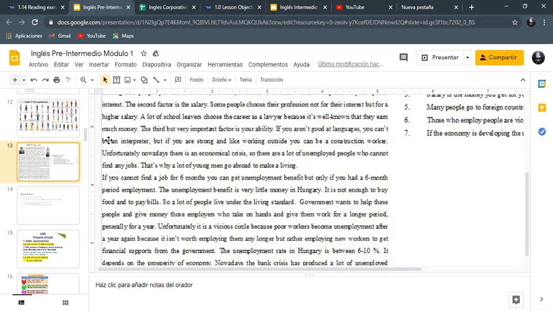The third but very important factor is your ability. If you aren't good at languages, you can be an interpreter. But if you are strong and like working outside, you can be a construction worker.